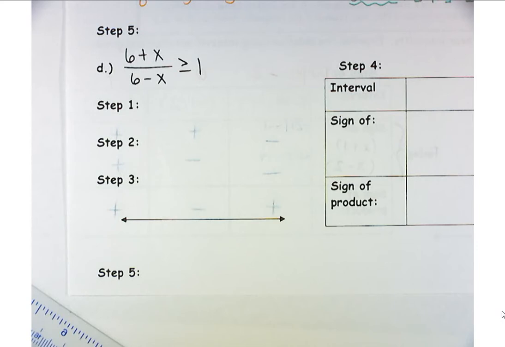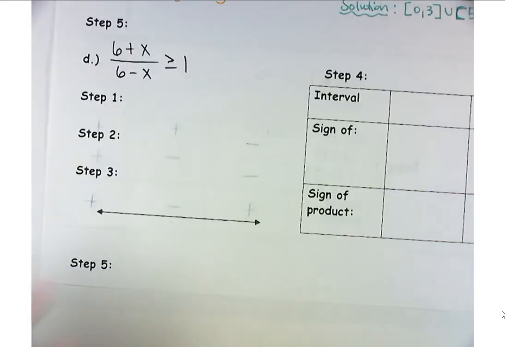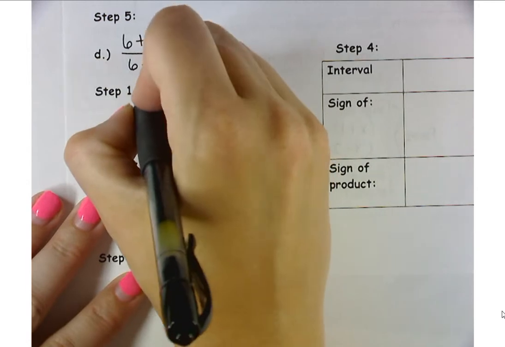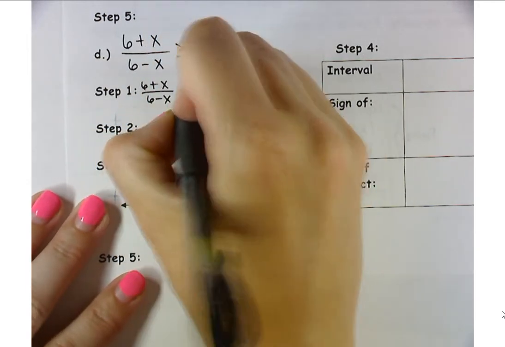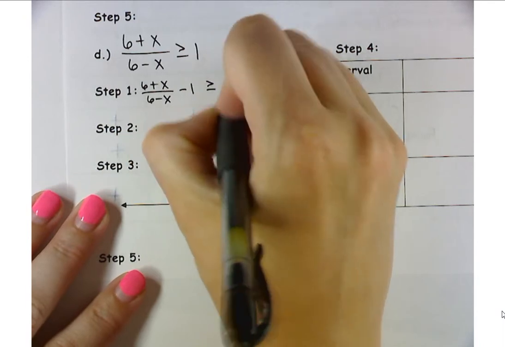Okay, so your first step is always the same. We want everything on one side. So that right side should be what number? 0, but we don't have that, right? So what do we have to do with the 1? Subtract it over. This is where the fun starts. Okay, so when you subtract it over, you're going to have 6 plus x over 6 minus x minus 1 is greater than or equal to 0.